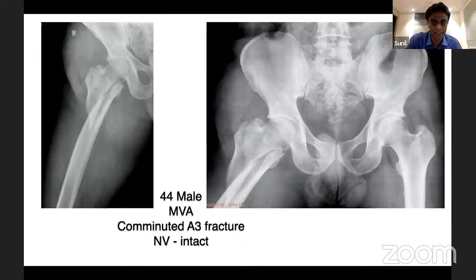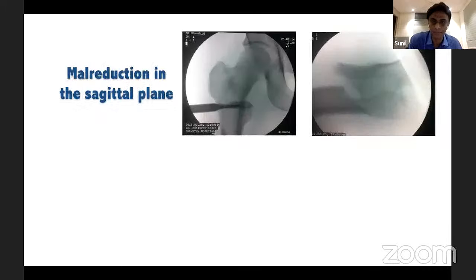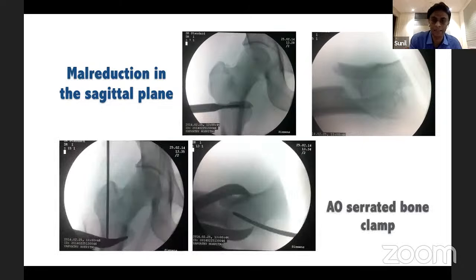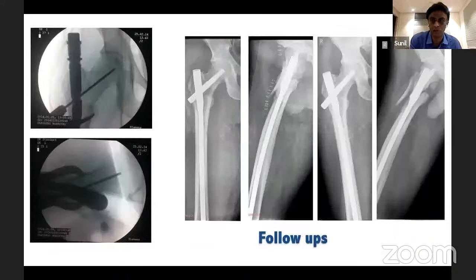So this is another male, a 44-year-old with a comminuted A3 type fracture. Again, as you can see, you have a fracture on the lateral wall as well, which appears to be a separate fragment. If you look at it on the AP, it looks reasonable, but on the lateral plane, you have a malreduction. Again, here we go, put a small incision, and then the serrated clamp goes there, reduce it, clamp it anatomically, and then nail it. So you can use different varieties of clamps, depending on what kind of fracture pattern we have.